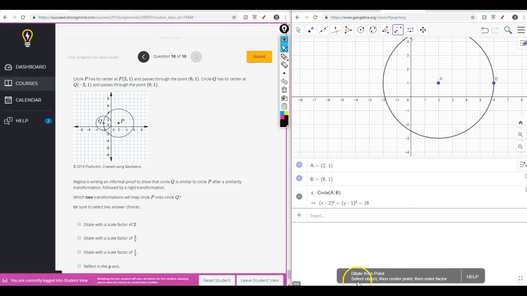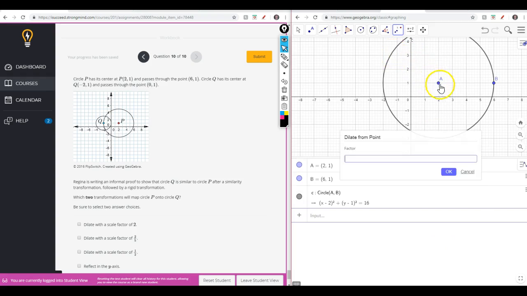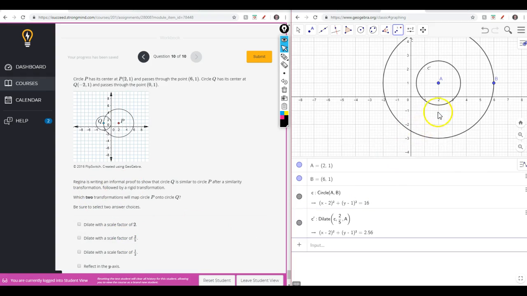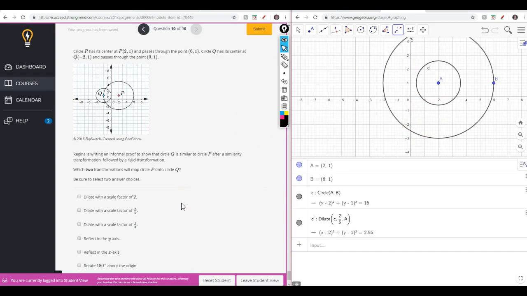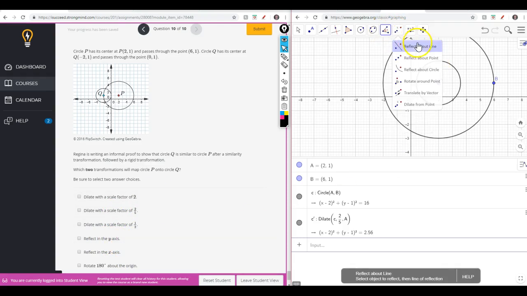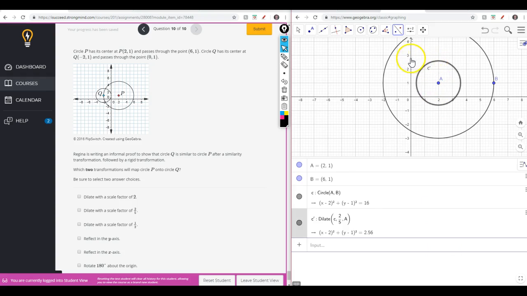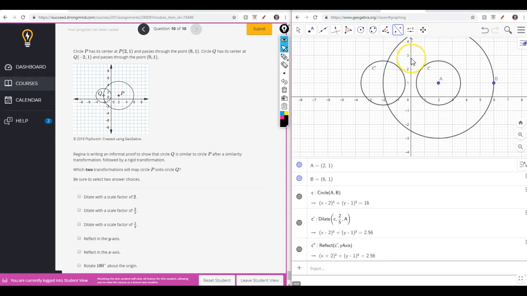Again, I'm reading the instructions right here. Select object, then center point, then enter factor. So I select the object, select the center point, and the first factor I'm going to try is 2/5. And then it says to reflect in the y-axis. So I click on here, and notice that it says reflect about a line. I select that, select the object to reflect, then the line of reflection. Here's the object, this new center, and I'm selecting the line as the y-axis.